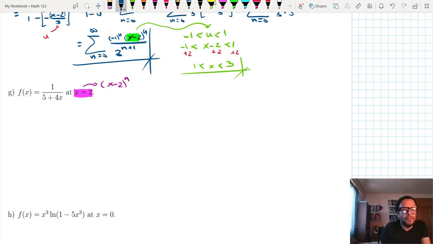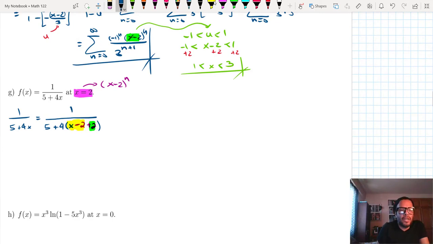Well, let's see. So I'm going to write the function 1 over 5 plus 4x equals 1 over 5 plus 4 times x minus 2 plus 2. That whole thing under 1. And I'm going to treat this as a single term, and I'm going to treat that as a second term.